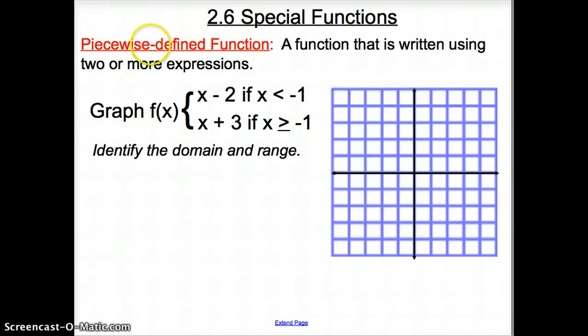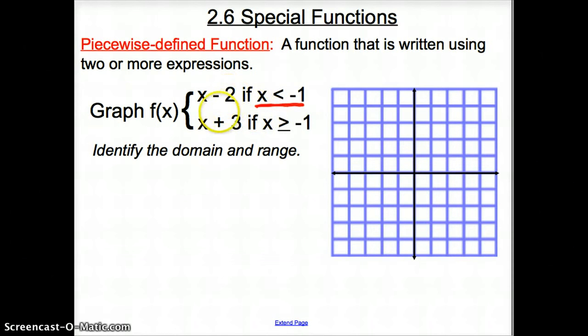Starting with our first vocab word. Our first vocab word is a piecewise defined function, which is exactly what it sounds like. It is a function that is written in two or more expressions. And so we start off with one right away, where we have the graph of f of x, and here are the two functions. Now it is stating the part of the domain that it is in, the part of the x values that it is in.